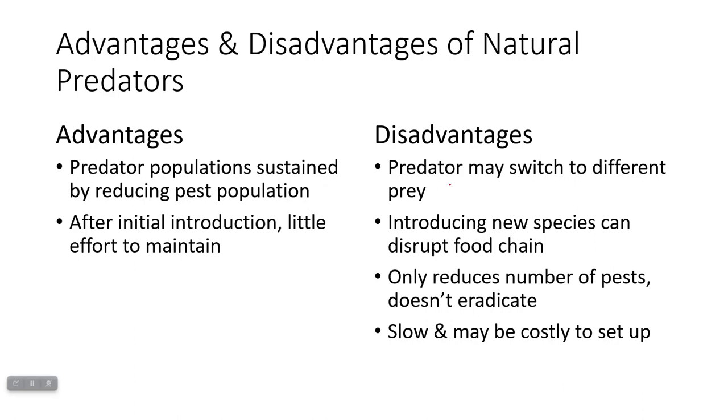Disadvantage, if you choose your predator unwisely, it could switch to a different prey, and that can cause problems, especially if it disrupts the food chain. Another disadvantage is it doesn't eradicate pests, because if it eradicated the pest population, then the predator population would die out. So there's always going to be some prey. But remember, IPM is not about completely killing every single pest. It's about reducing the pest population as much as possible. And it may be slow, and depending on if you have to import some sort of organism, or let's say you have to go and buy lady beetles from a breeder, it can be costly to set up.